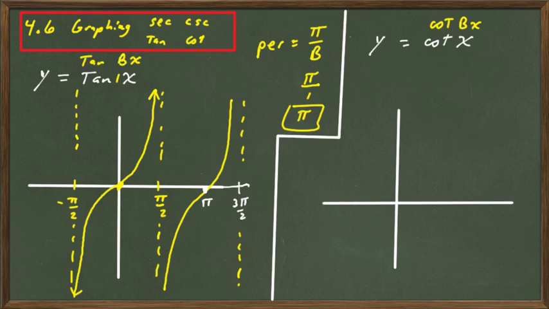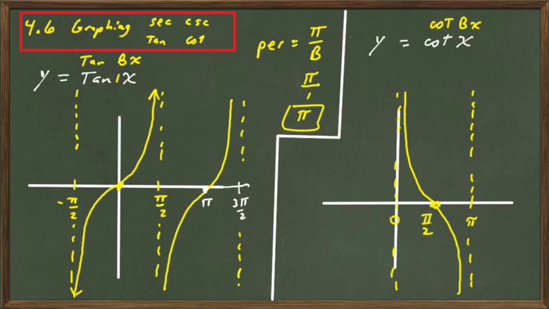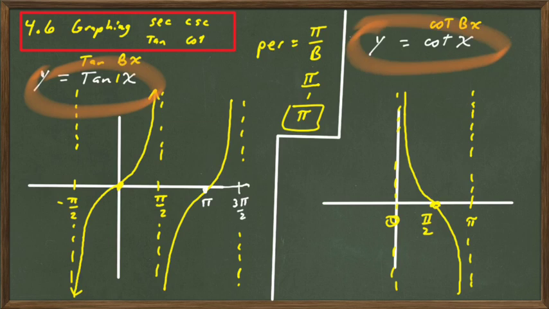But cotangent has a vertical asymptote at 0 and at pi. And instead of going up, it tends to come down like this. So it's going to hit at pi over 2. But from 0 to pi is one cycle or one period of pi. So that's tangent and cotangent, just the basic graphs.